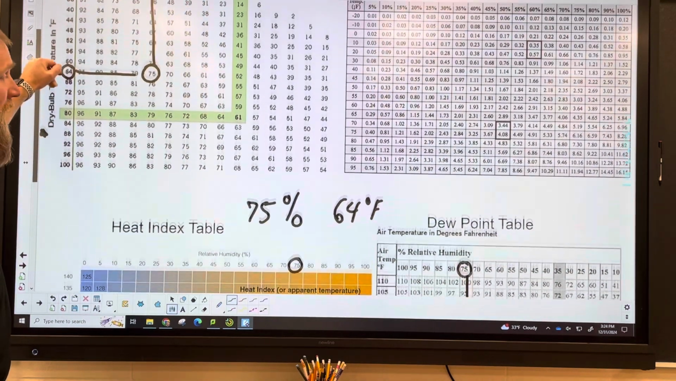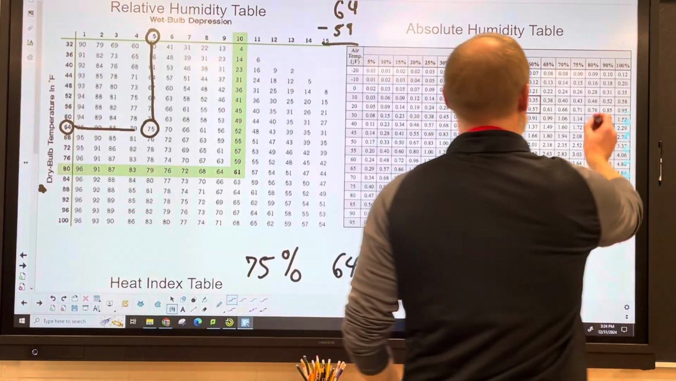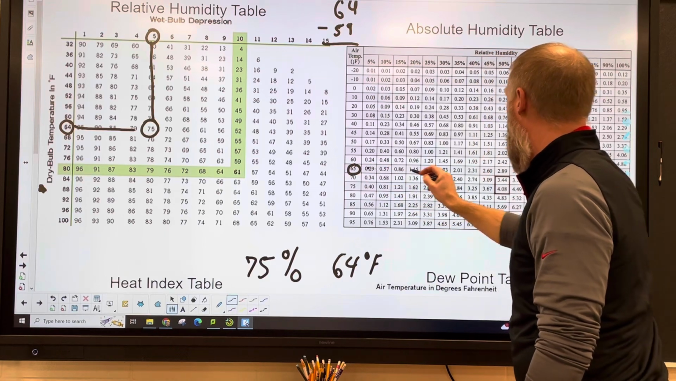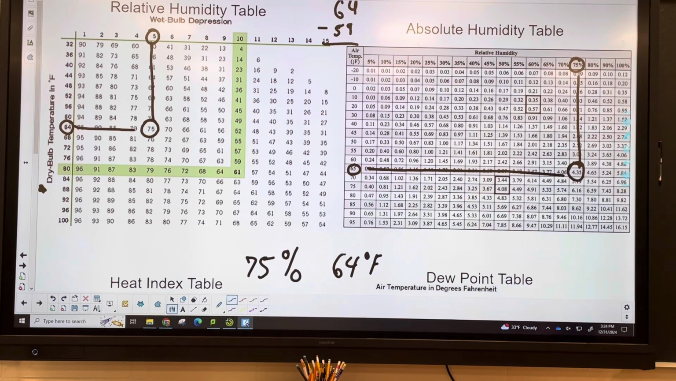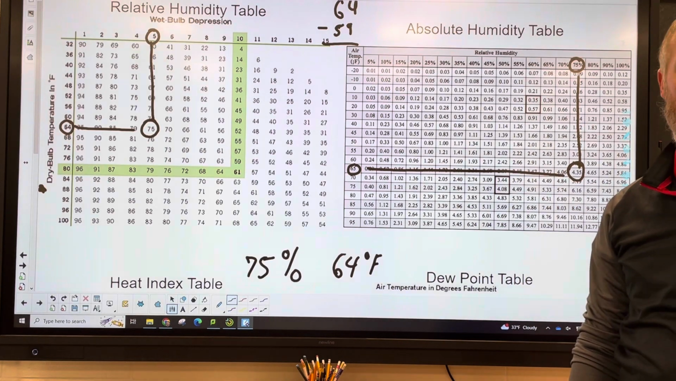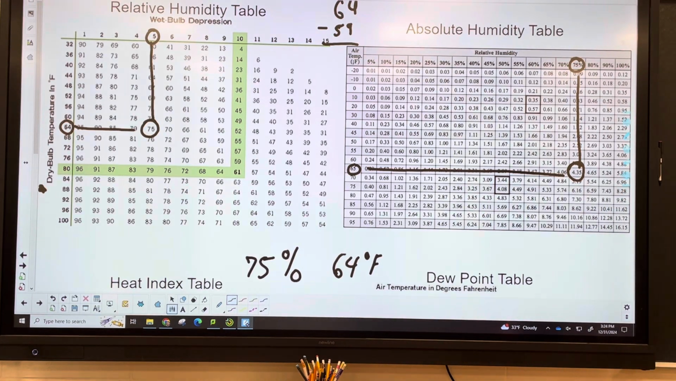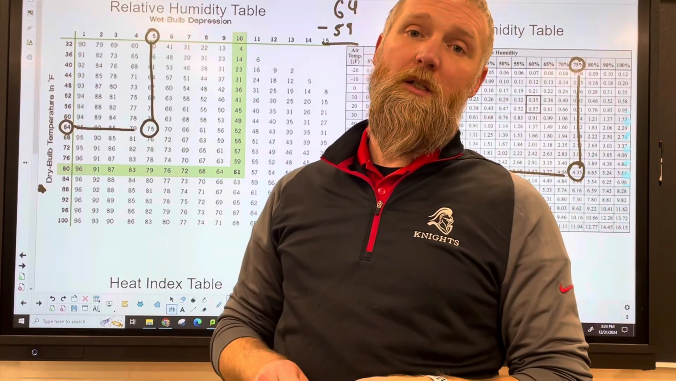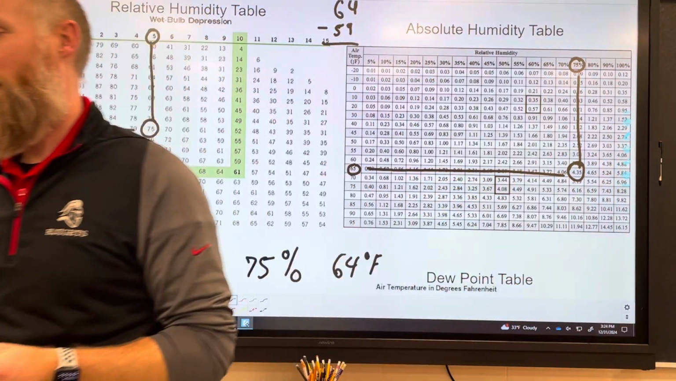All right, the last value would be how much water is actually in there. So 75% is here, and 64 is about here. So I make my way, and that's 4.35 grams per kilogram. So a lot less water, even though the percentage is higher, because the capacity is lower. All right, if you have questions on this, sit down. I'll gladly walk you through any of this stuff.